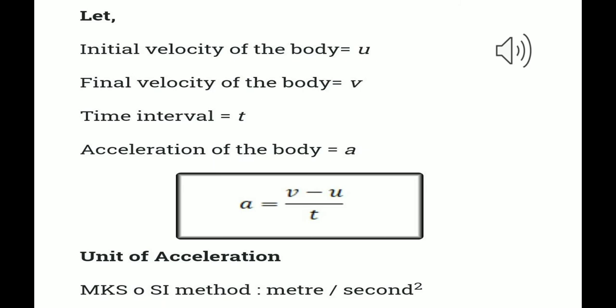If you cross multiply, at is equal to v minus u, and u will come to the other side with at. So v is equal to u plus at is a formula. a is equal to final velocity minus initial velocity upon time. You have to remember this: acceleration is final velocity minus initial velocity divided by time interval. And the SI unit of acceleration is meter per second square. Right? So we move to the other slide.